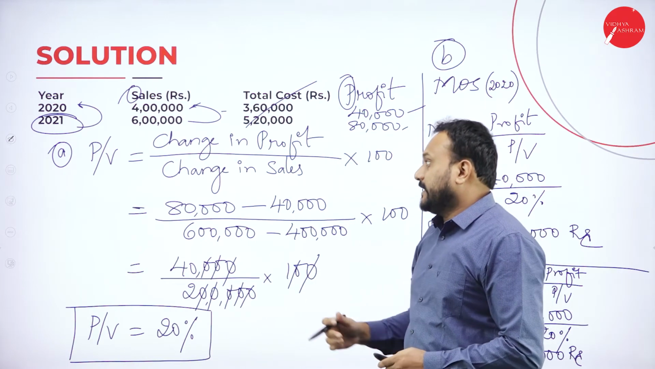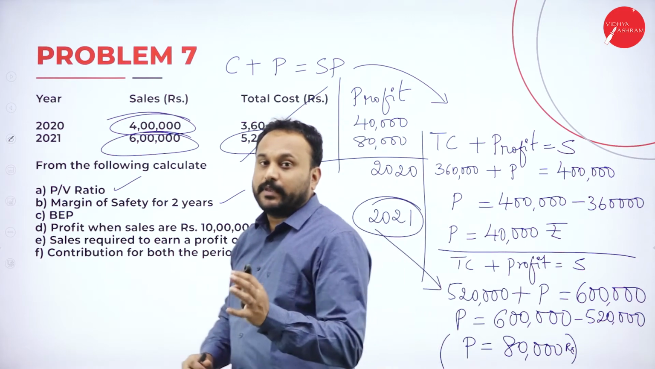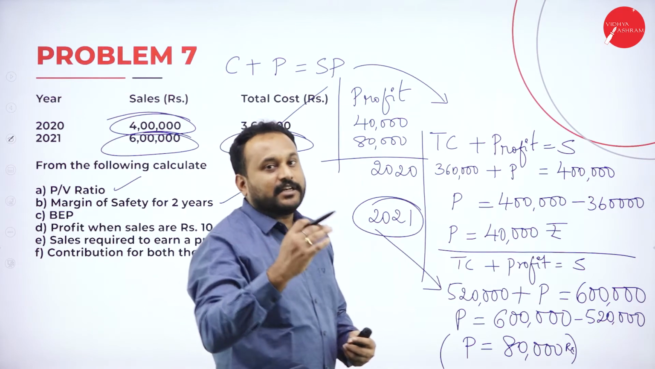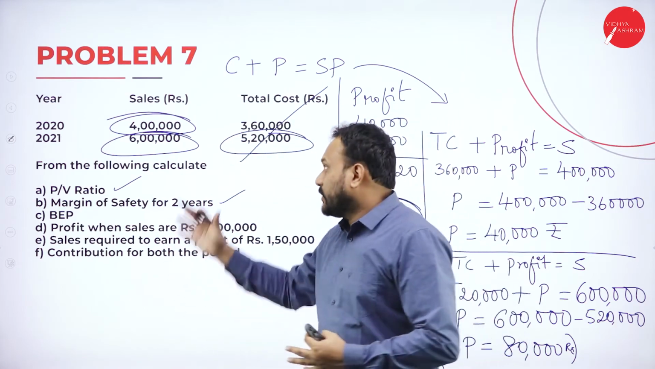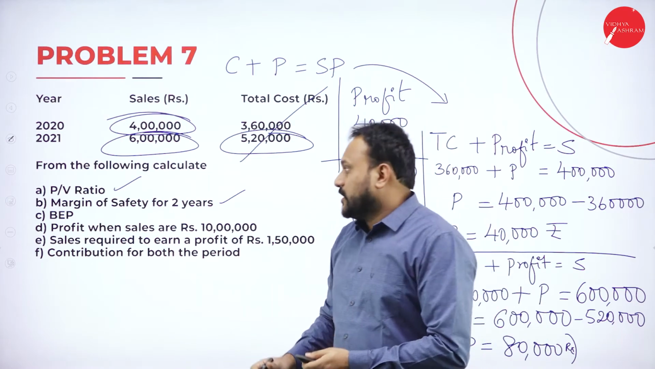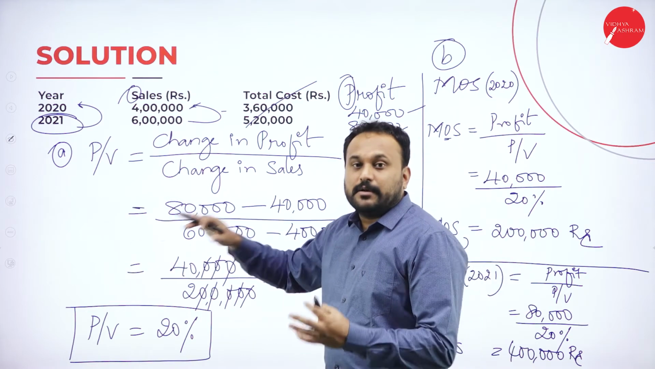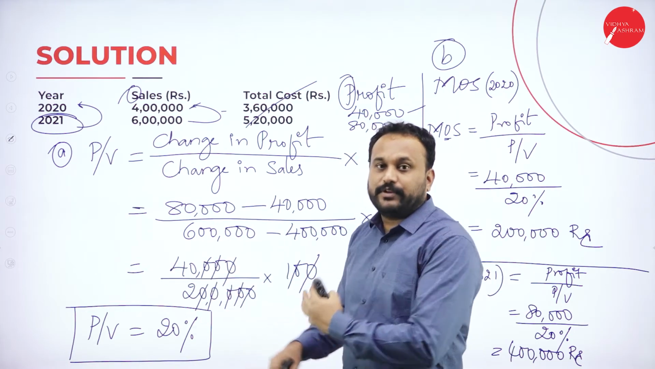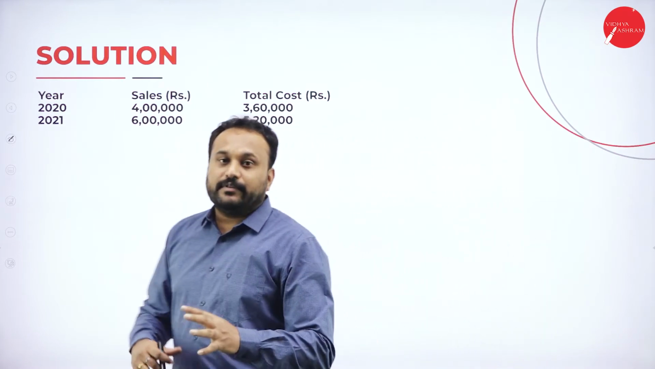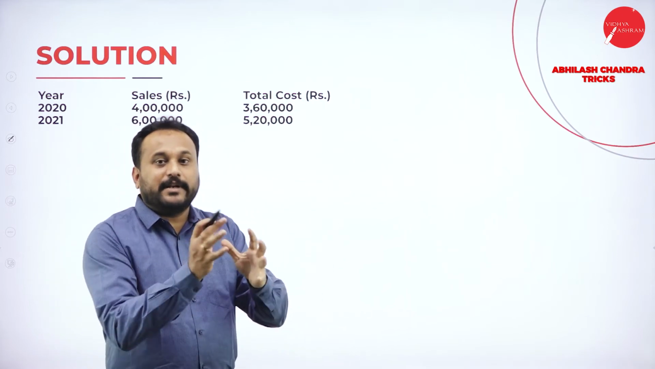What exactly they are asking us now is to find BEP. Which one? BEP. Now what is the BEP formula? The BEP formula is fixed cost divided by PV. Now we don't have fixed cost here. So right now we are supposed to find fixed cost. We have done PV, we already have PV 20%. We need to find fixed cost. When we go with fixed cost, how will we actually find it? For that we have something called ACT, that is the Abhilash Chandra tricks.